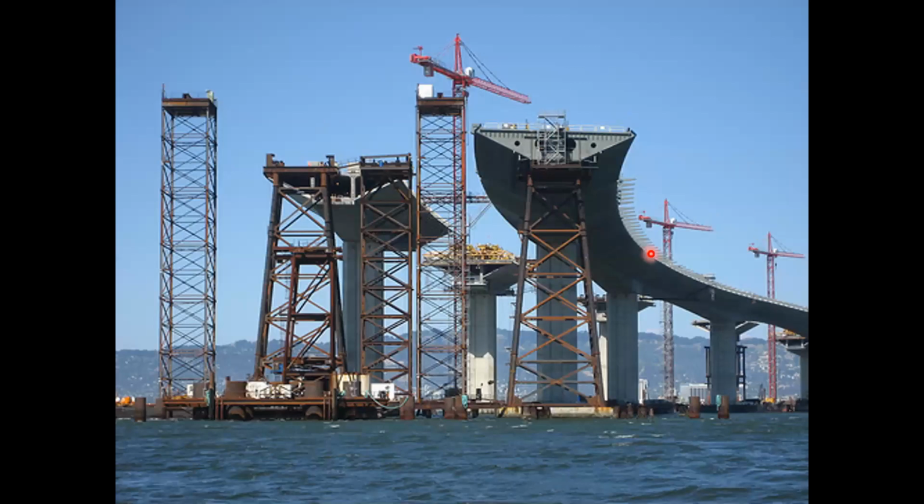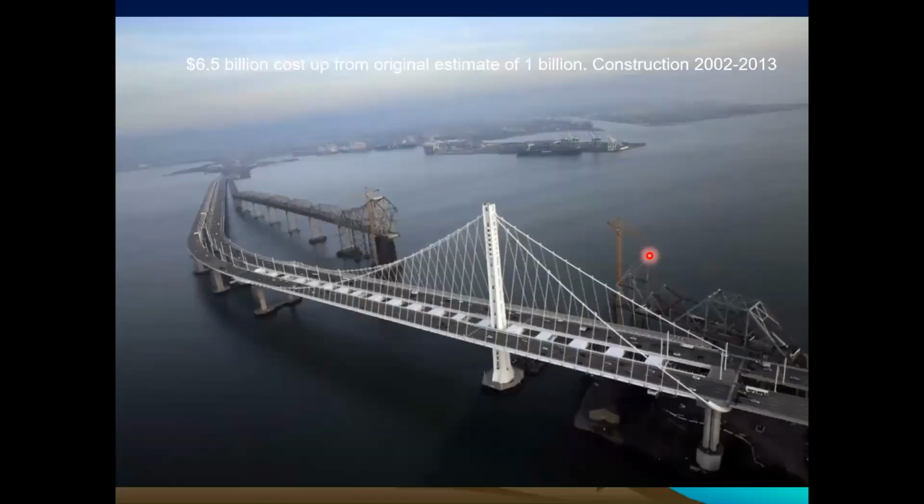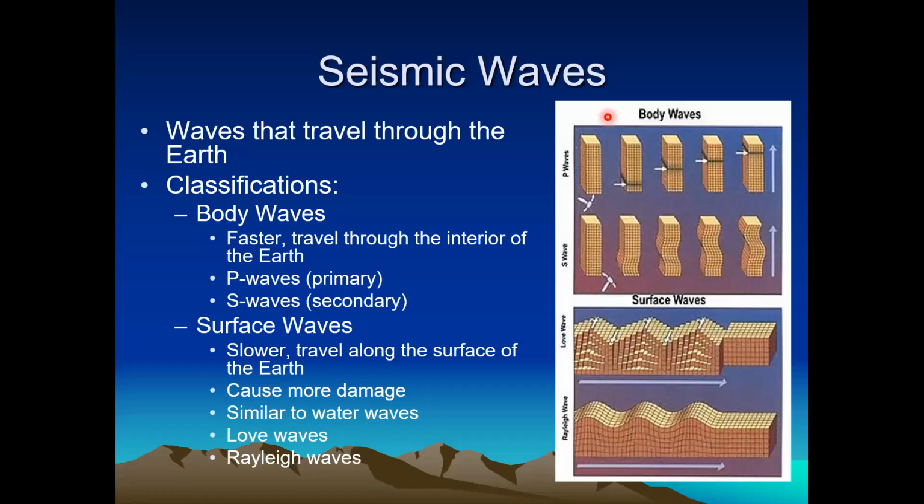It was rebuilt into two spans. That's a picture of when it was being built. This is what it looked like after it was built. The construction lasted from 2002 to 2013 on this thing. The original estimate to build it was $1 billion. Well, that didn't quite pan out. The estimated total cost was about $6.5 billion. So that was quite a cost overrun.